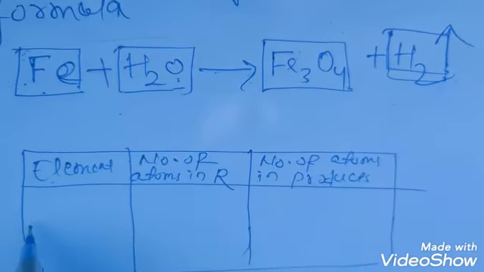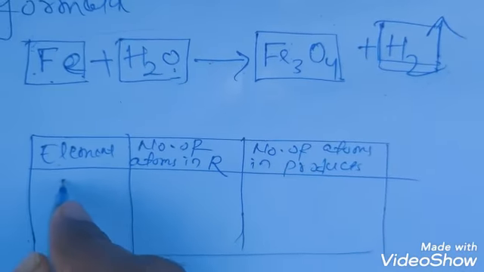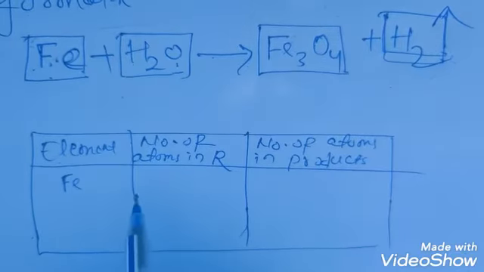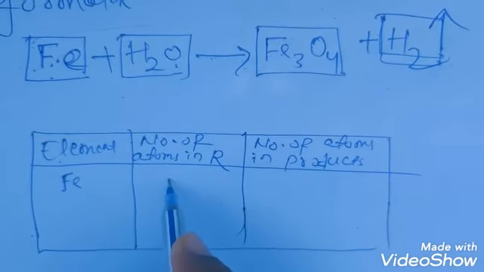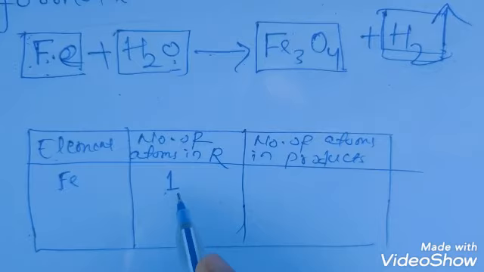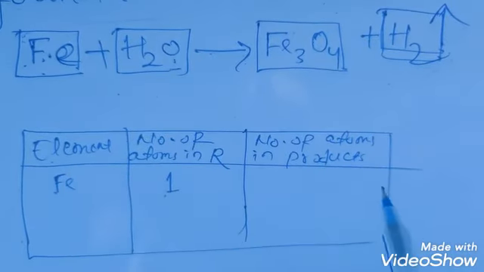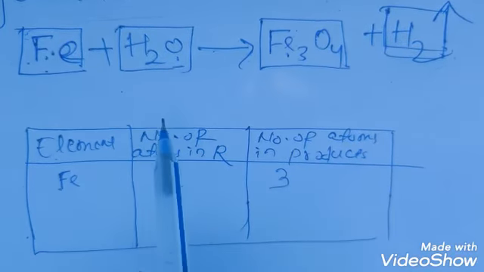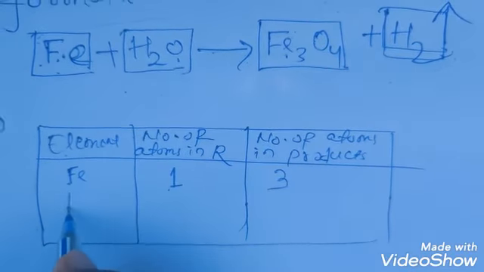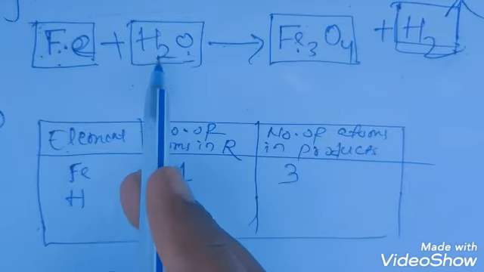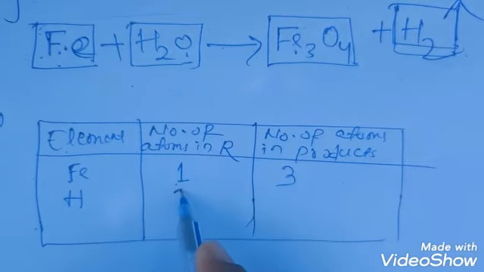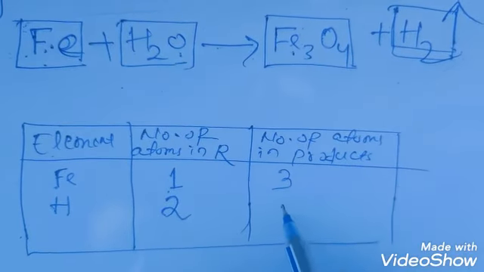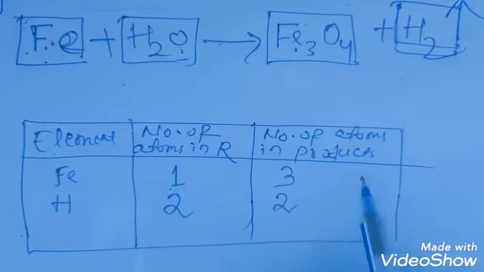Let's start with ferrum. Here one ferrum atom is present on the reactant side, so we write 1. Then on the product side there are 3 ferrum atoms, so we write 3. Next we go to the hydrogen element. Hydrogen has 2 atoms on the reactant side, so we write 2. On the product side there are also 2 atoms, so we write 2.